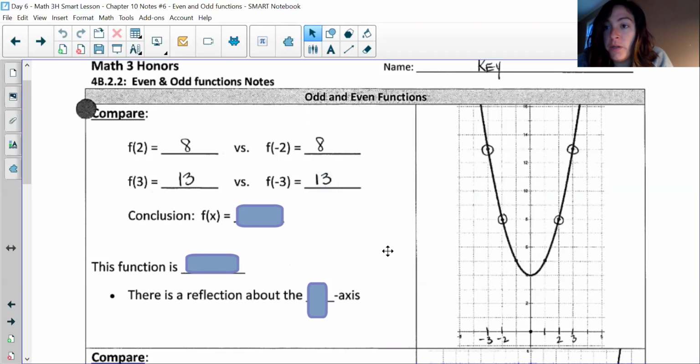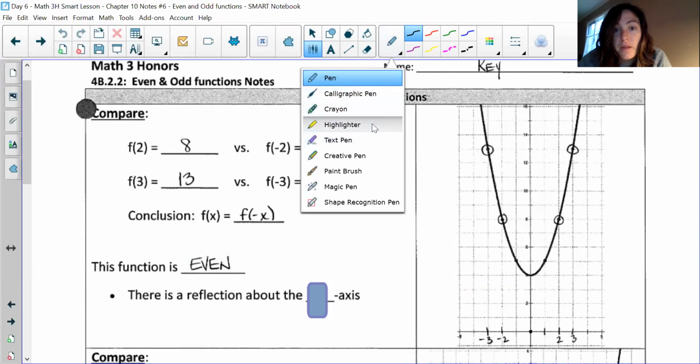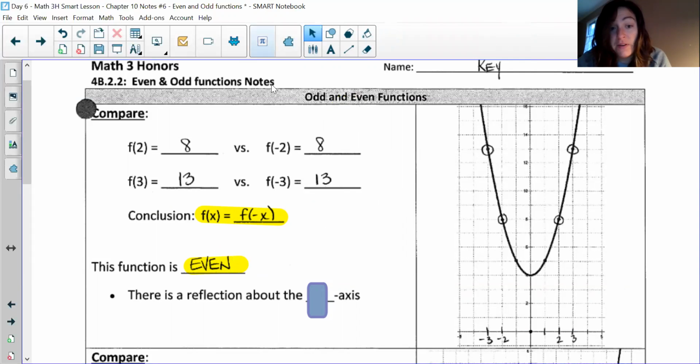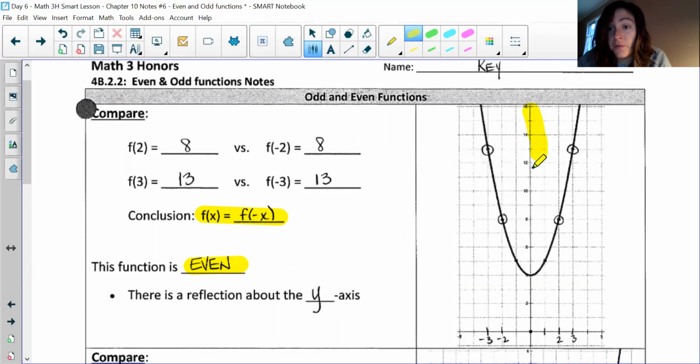So what conclusion can we draw? It appears that f of x is the exact same thing as f of negative x, since we saw f of 2 is the exact same thing as f of negative 2. Both were equal to 8. That means that this function is even. So even functions have this property, that f of x is equal to f of negative x. Visually, even functions are reflections over the y-axis. So since this function here is a reflection over this y-axis, it is even.